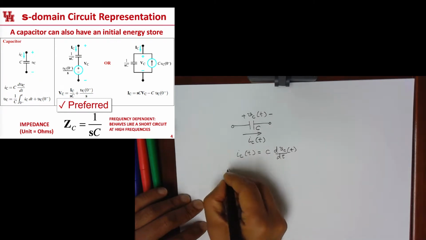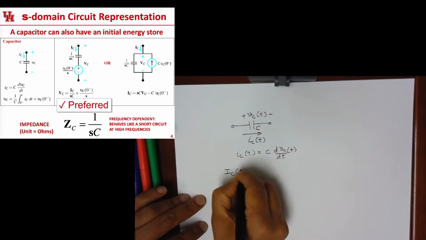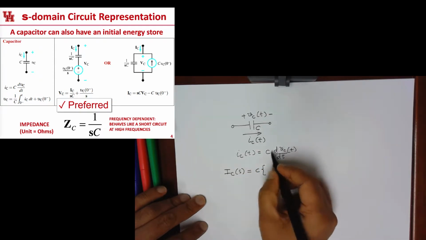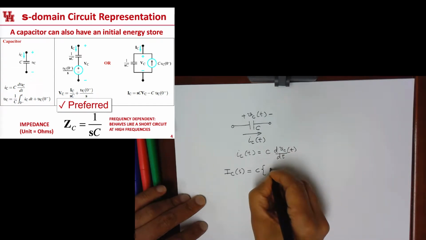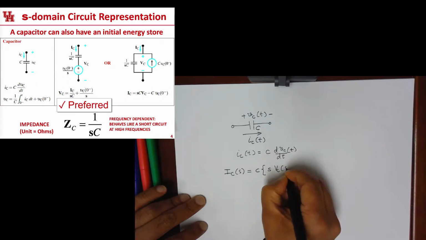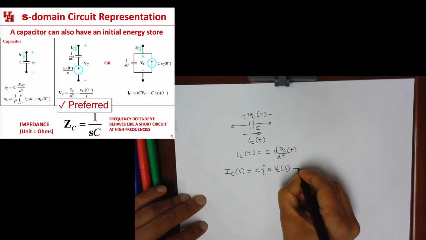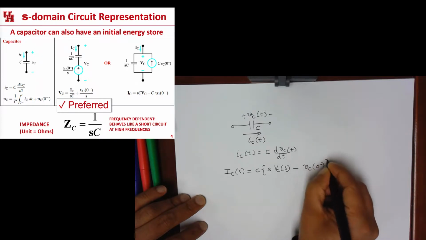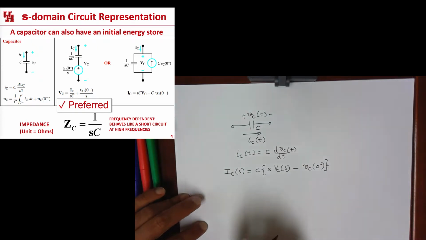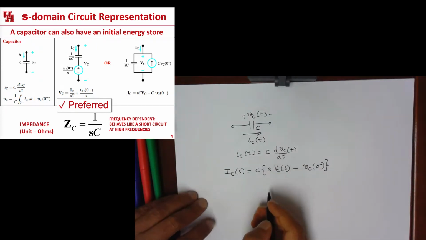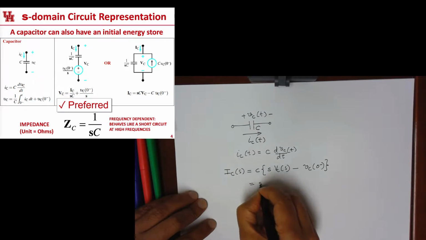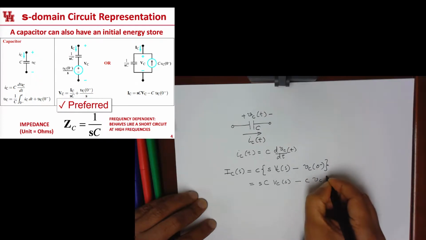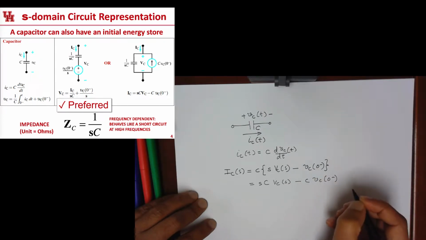So now if we convert this to the Laplace domain, I can write this as I_C of S equals C times the Laplace transform of this derivative. So this is going to be S times the Laplace transform of this voltage minus the initial value of this voltage. This is the basic theorem for writing the Laplace transform of a derivative. So now if I expand this out a little bit, this equation looks like this: C Vc of 0 minus.